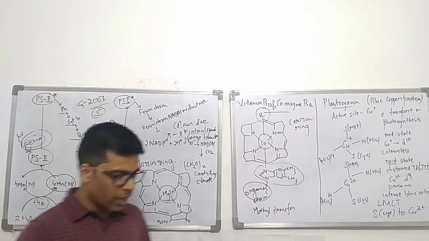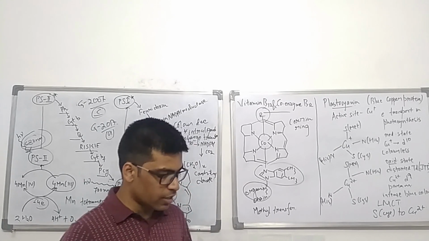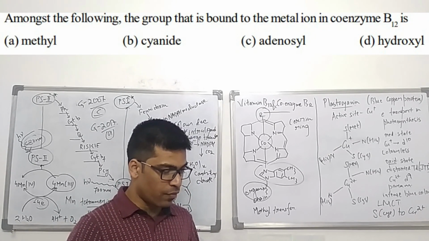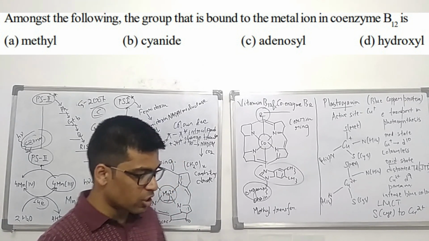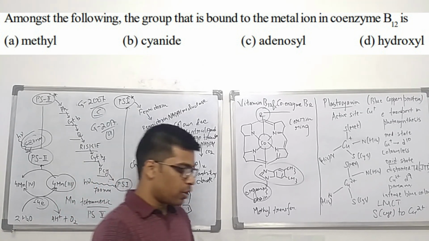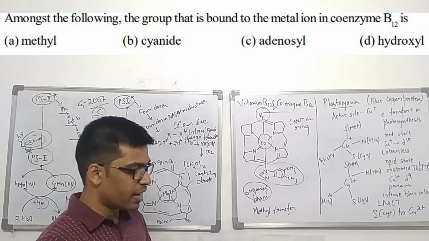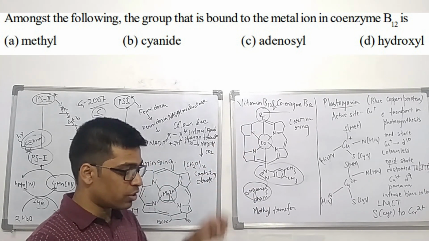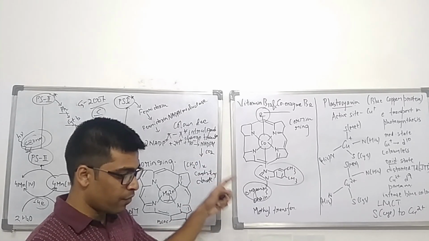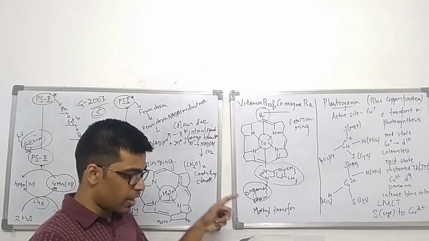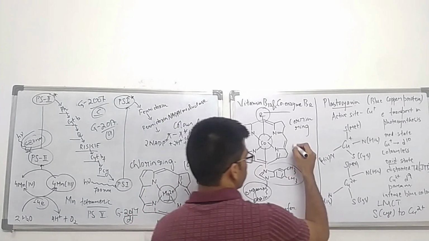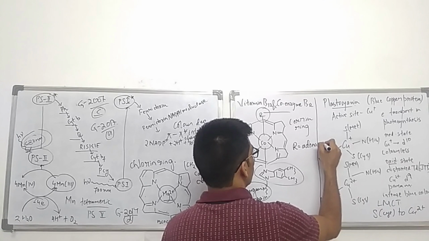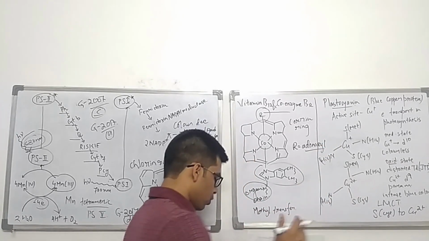Okay, so there was a question in GATE 2016, and the question says, amongst the following, the group that is bound to the metal ion in vitamin B12 is. So in case of coenzyme B12, the options are methyl, cyanide, adenosine, and hydroxyl. So they are asking about the R group. What will be the R group which is attached to the metal ion in vitamin B12? And the answer to this is the adenosyl group. R is the adenosyl group in coenzyme B12.